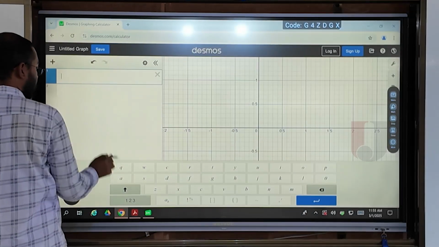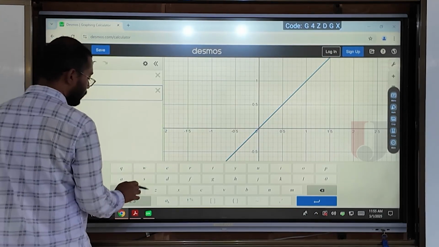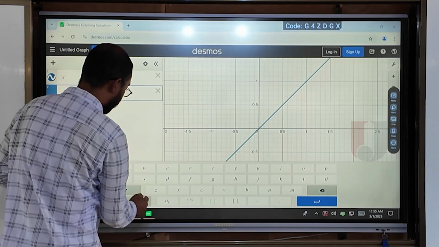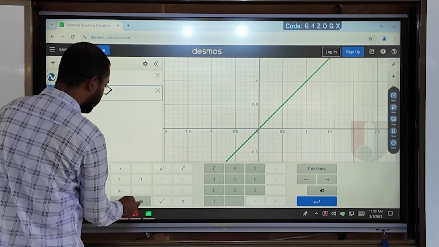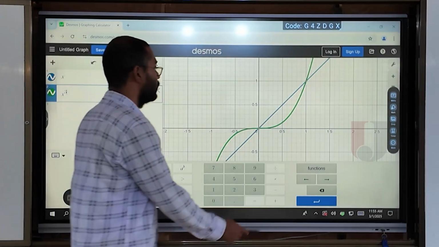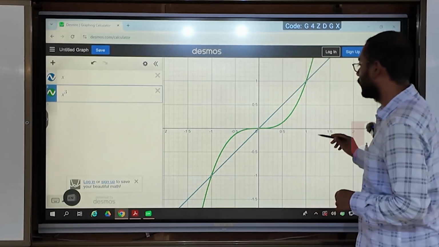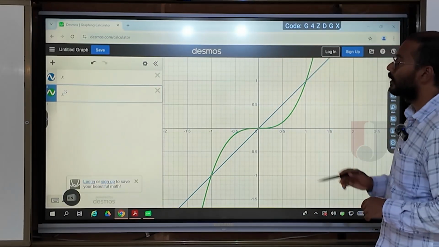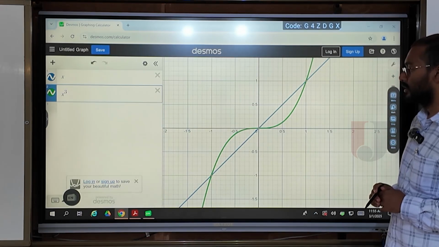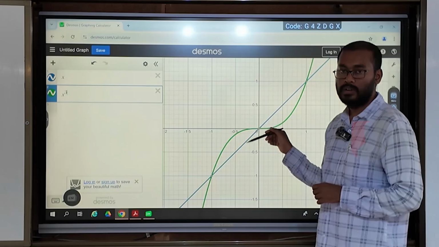One curve is y equal to x, and another curve is y equal to x cube. These two curves are there. Now you can see that the green curve is y equal to x cube, and the blue curve is y equal to x. Now we have to find the area bounded by these two curves.